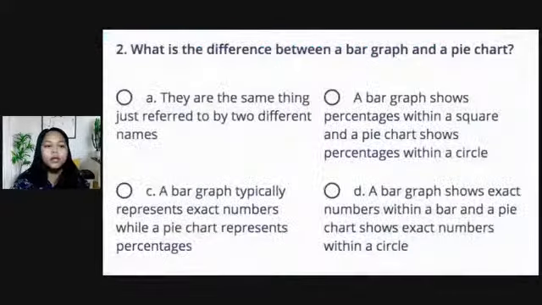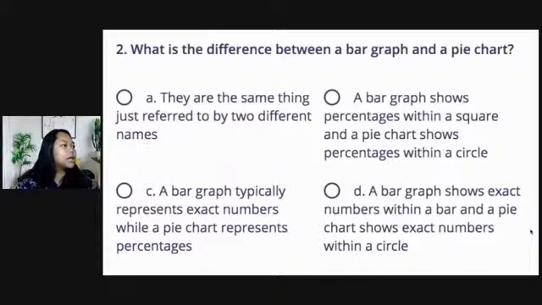We move on with number two. What is the difference between a bar graph and a pie chart? Is it letter A, they are the same thing, just referred to by two different names. Letter B, a bar graph shows percentages within a square, and a pie chart shows percentages within a circle. Letter C, a bar graph typically represents exact numbers, while a pie chart represents percentages. Or letter D, a bar graph shows exact numbers within a bar, and a pie chart shows exact numbers within a circle.